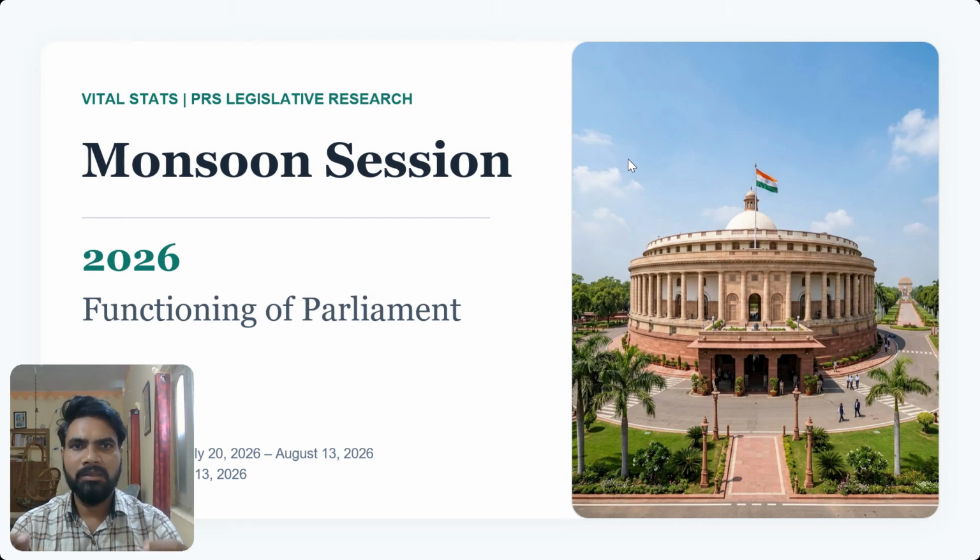So in this session, we are going to understand the monsoon session, how the parliament has worked, both Lok Sabha and Rajya Sabha. You see, in polity, many times application-based questions will come, like evaluate the functioning of the Lok Sabha, or evaluate the functioning of the parliament, or it can be more advanced, like why the functioning of the parliament is declining as time passes by.